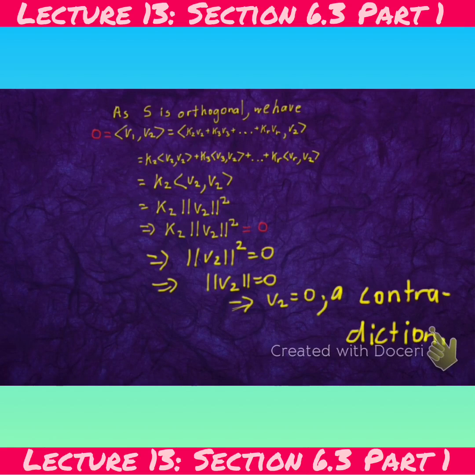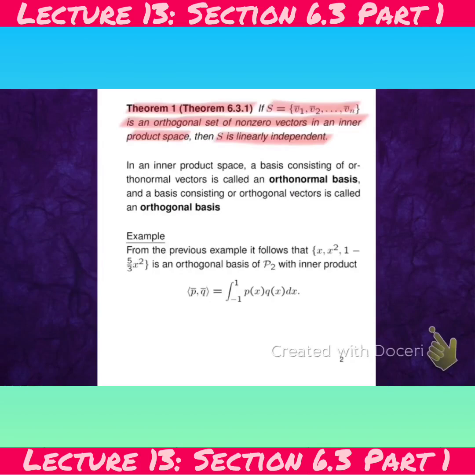Okay, so therefore any set of orthogonal vectors is always going to be linearly independent. Alright, so we have verified that. So in an inner product space, a basis consisting of orthonormal vectors is called an orthonormal basis, and a basis consisting of orthogonal vectors is called an orthogonal basis.